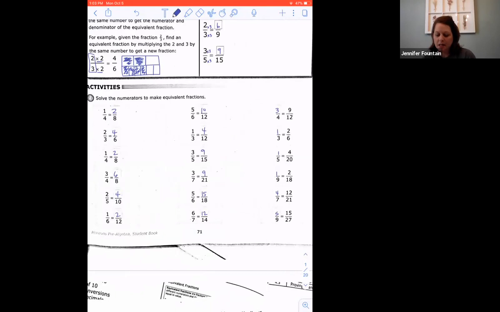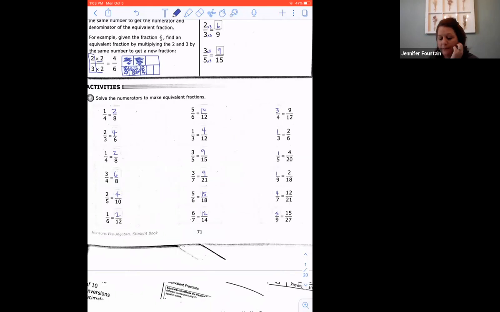All right, so go ahead and take a look at these. And if you notice the last column, they left the first one blank. So if we were multiplying by 2 to get my second equivalent fraction, what did you have to do to get the first one, what you started with? You had to divide. Good.